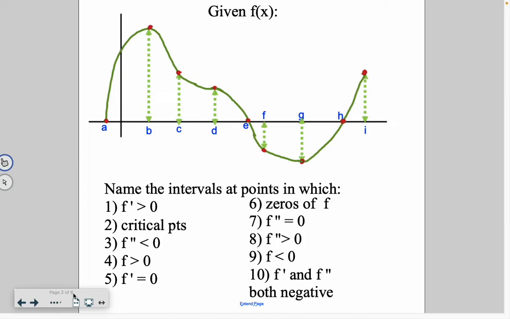And then the last one, where the first and the second derivative are both negative. So now what we're looking for is where the graph is decreasing and concave down. If you're looking at concave down, we said that's from A to C, and it's decreasing from B to C, so there's your first interval that's concave down and decreasing. Then we said the other part that's concave down is from D to E, which is also decreasing. So there's your two intervals for that one, B to C and D to E.